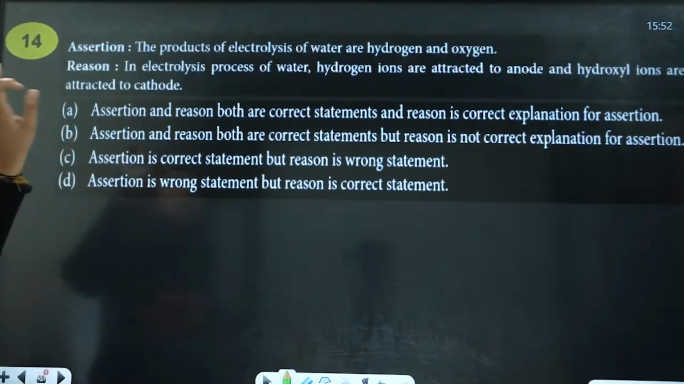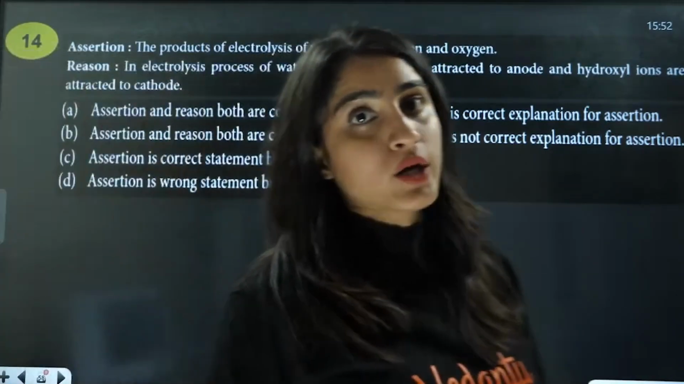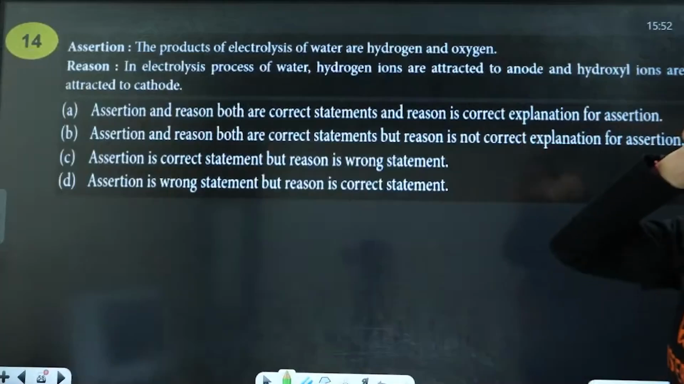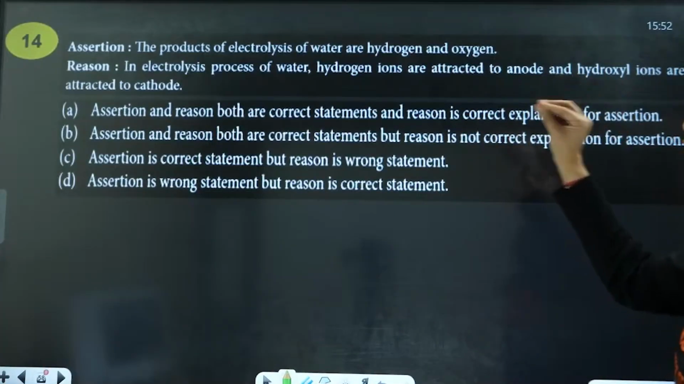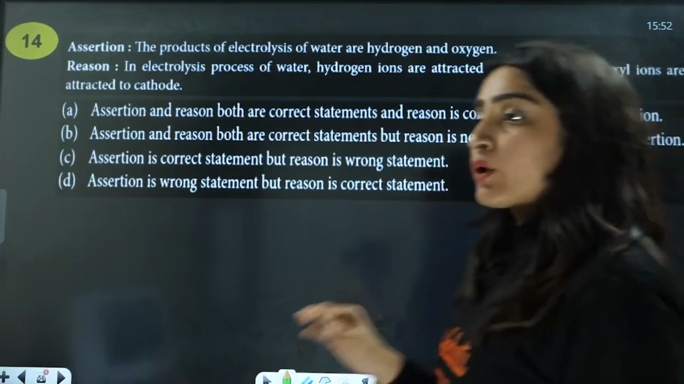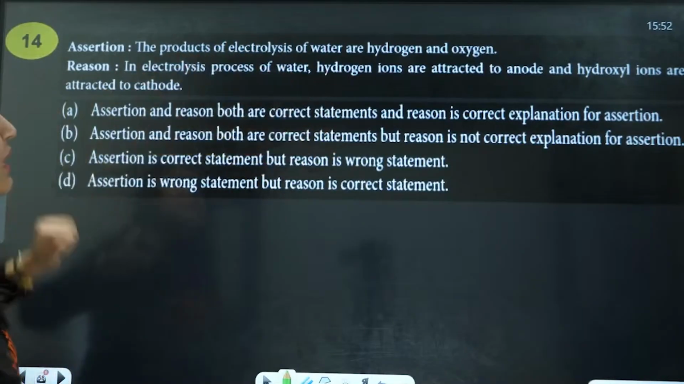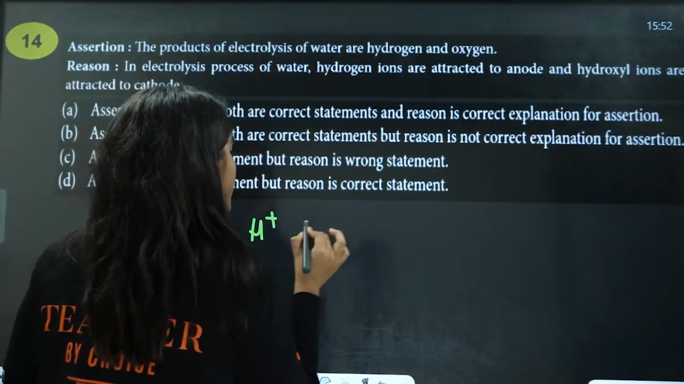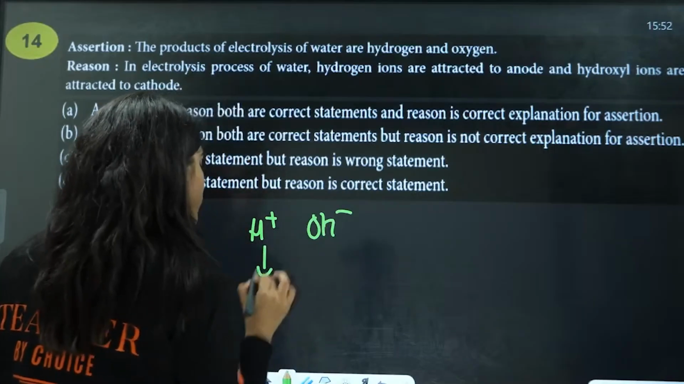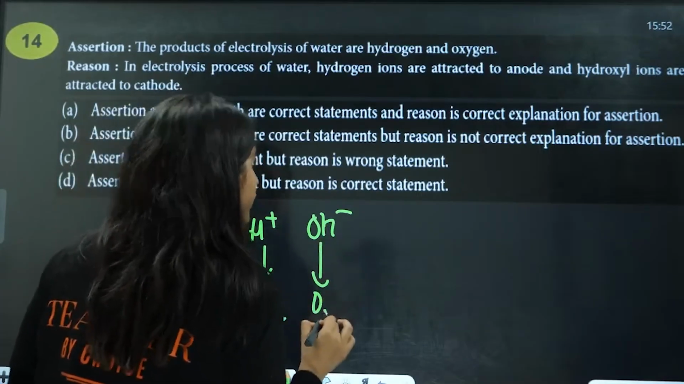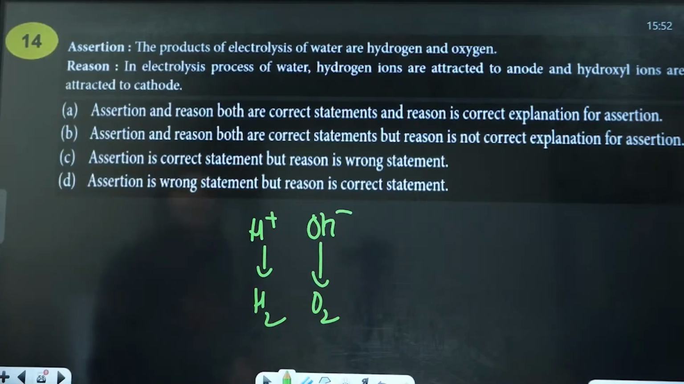Next we have the products of electrolysis of water. The products of electrolysis of water are hydrogen and oxygen. Yes, that is true. You have H positive, you have OH negative. This is going to give you H2, this is going to give you O2, right? Yes, that is true.